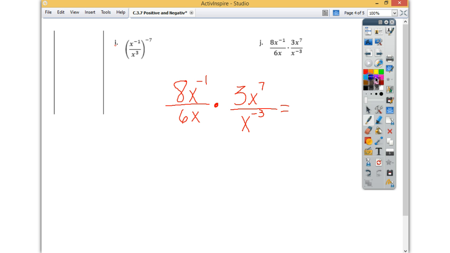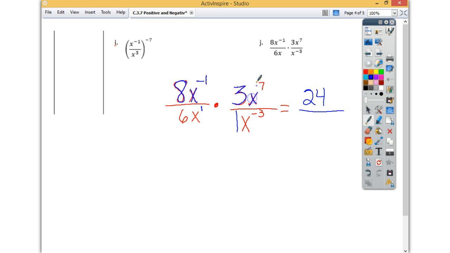Now on this one, I think it'd be very beneficial for you to put your assumed ones in here, all right? So now let's multiply. Multiply across. These don't have exponents, so let's multiply them. 8 times 3 is what? What's 8 times 3? 24.